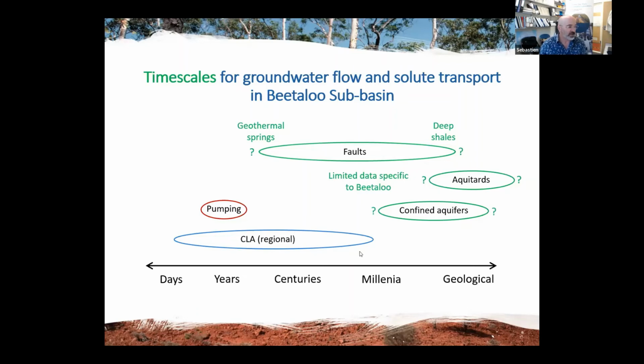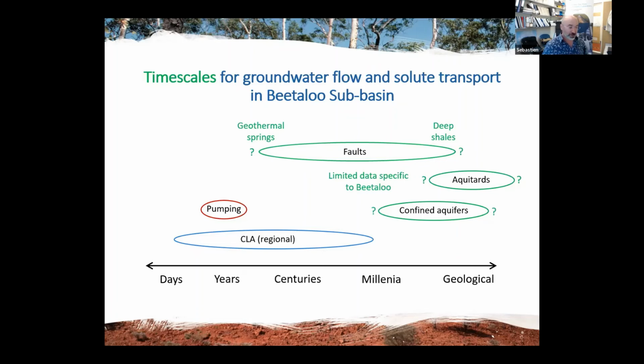And typically the scale of flow in the CLA itself, we know this reasonably well. It's at the scale of years to centuries to perhaps millennia. We have some ideas of the speed at which groundwater and solutes travel in other parts of the system. It's typically much longer. But again, in the context of Beetaloo, we don't know for sure.